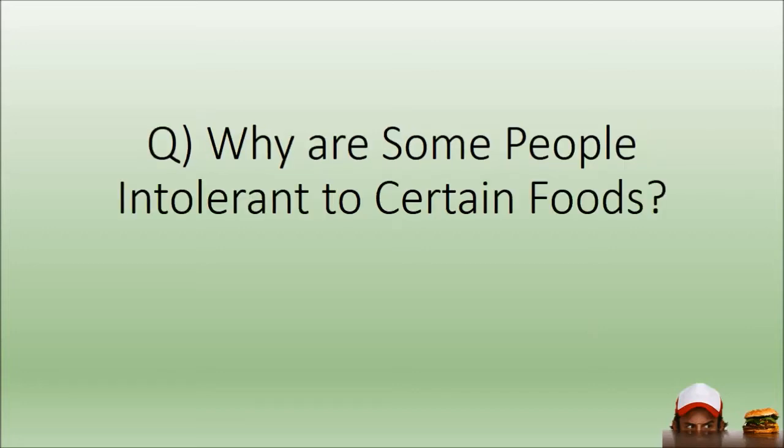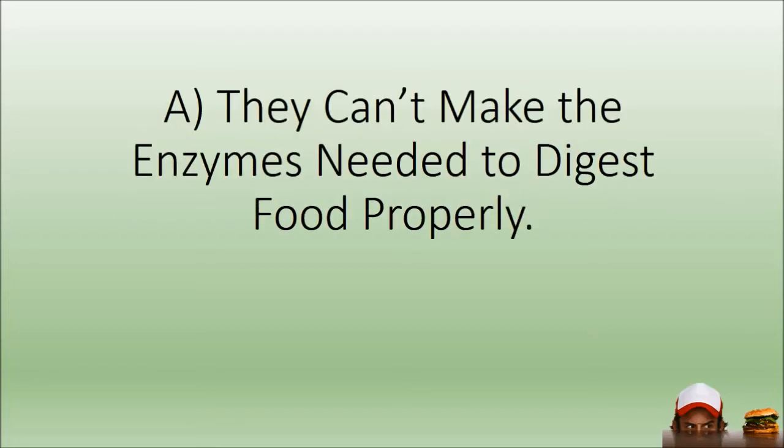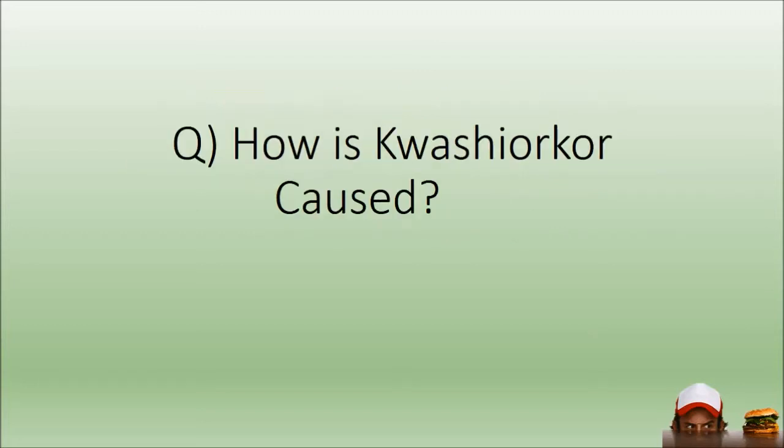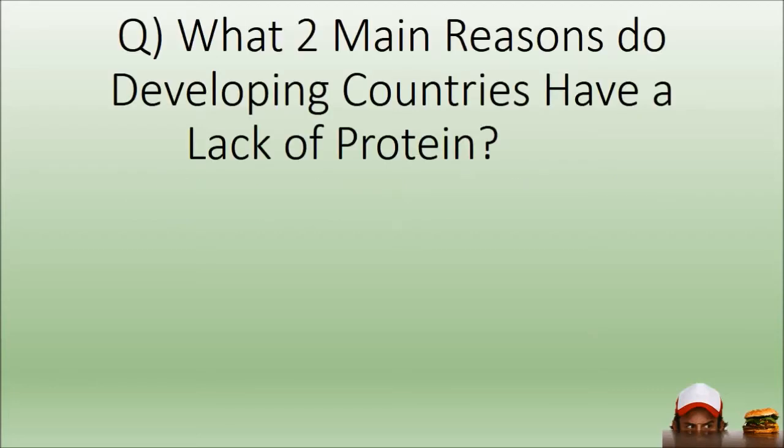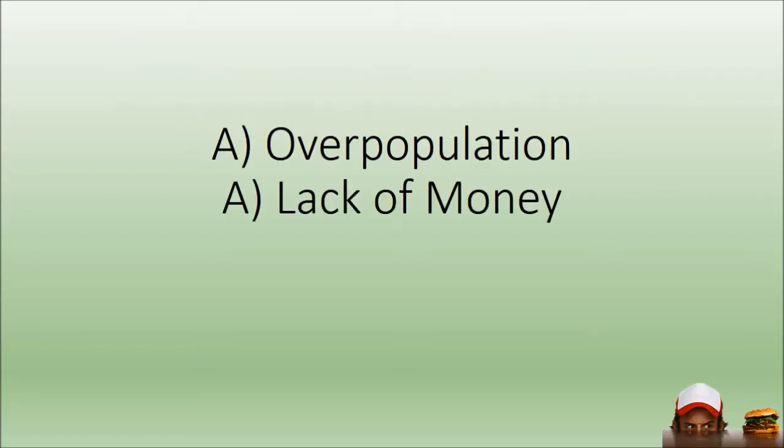Why are some people intolerant to certain foods? They can't make the enzymes needed to digest their food properly. How is kwashiorkor caused? Eating too little protein. What 2 main reasons do developing countries have a lack of protein? Overpopulation, lack of money.